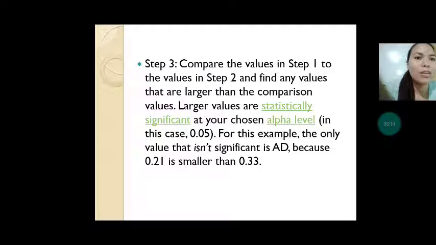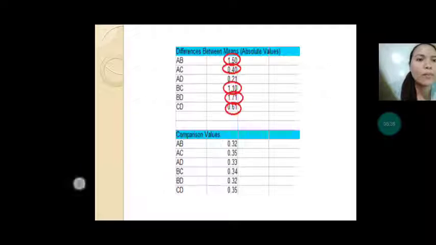So we have here step 3: compare the values in step 1 to the values in step 2 and find any values that are larger than the comparison values. Larger values are statistically significant at a certain alpha level. So in this case, it's 0.05. For the sample, the only value that isn't significant is AB because 0.21 is smaller than 0.30.